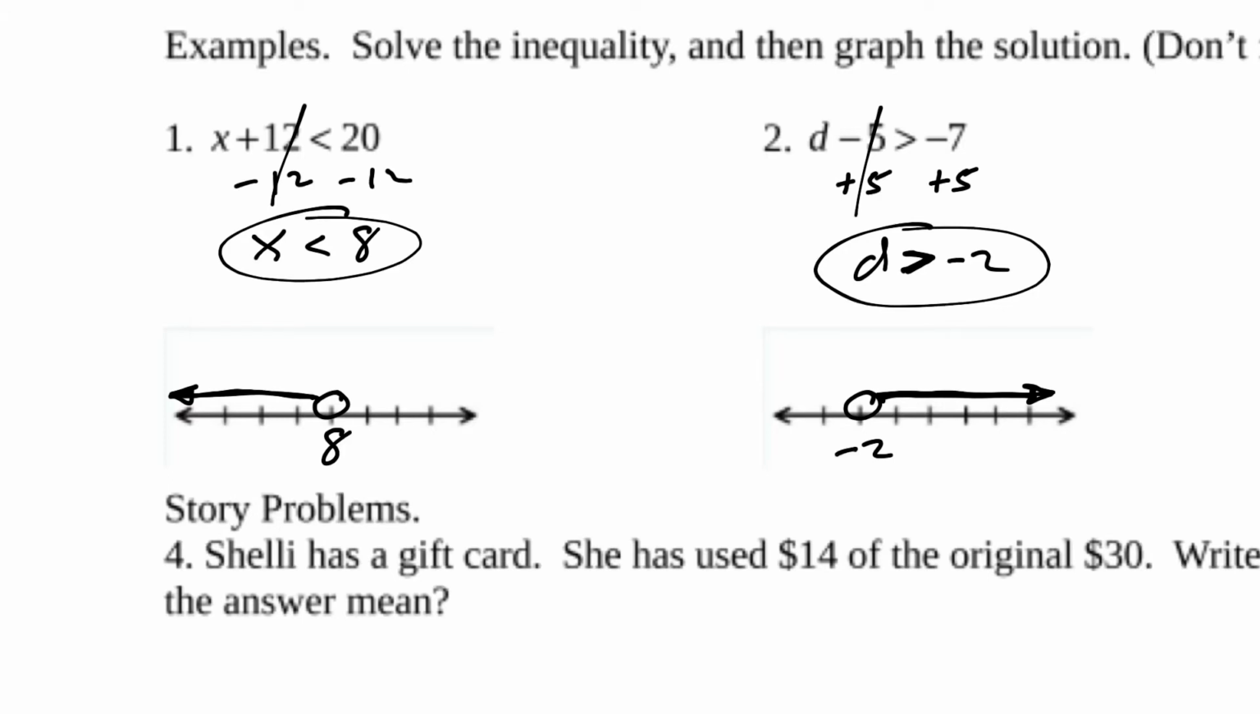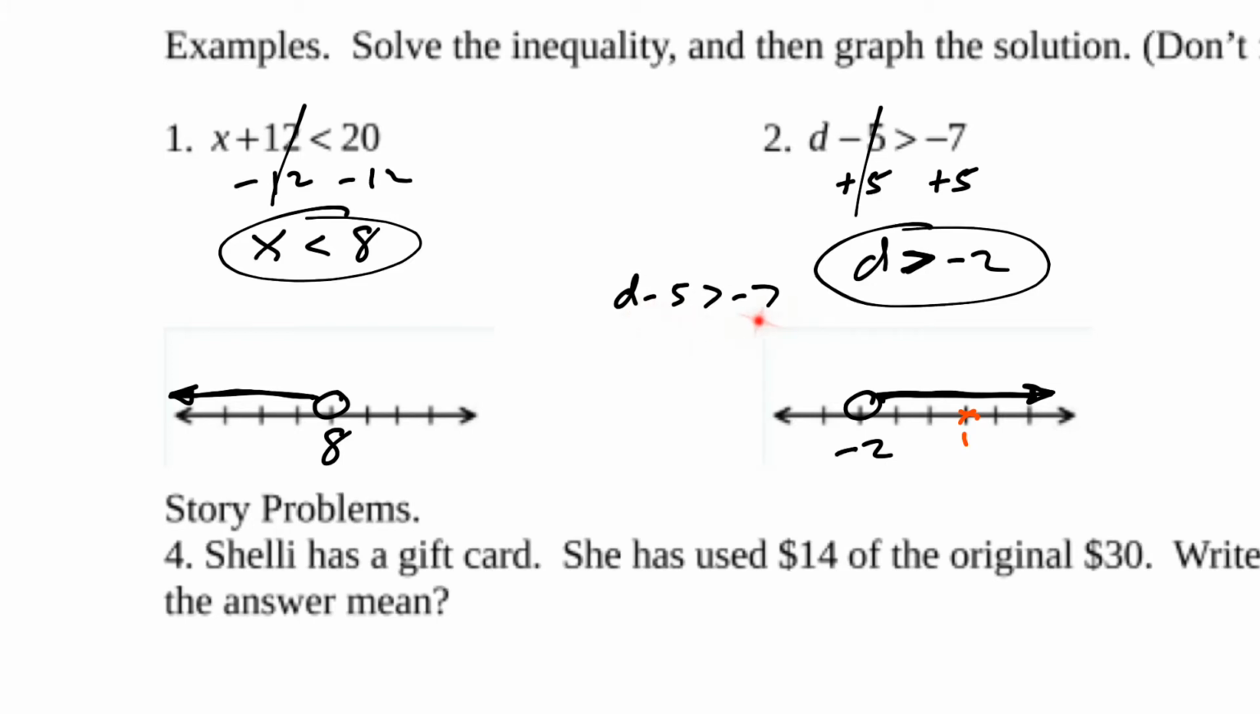On number 2, I also want to check my answer. So to check my answer, I can pick any number in the shaded region over here, so any number to the right of negative 2 on my number line. So maybe we'll pick something like 1. So we're going to pick the number 1, and we're going to plug it into our original inequality.